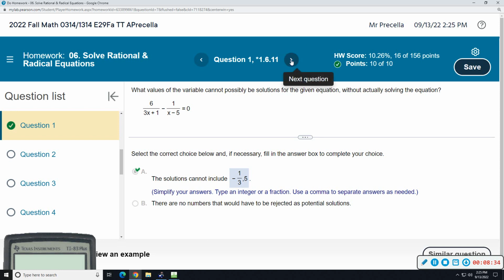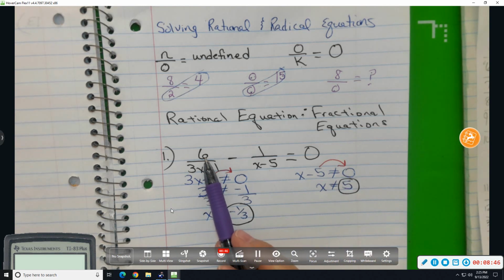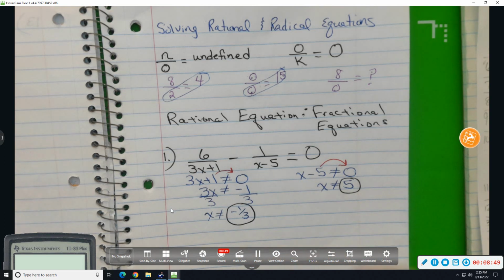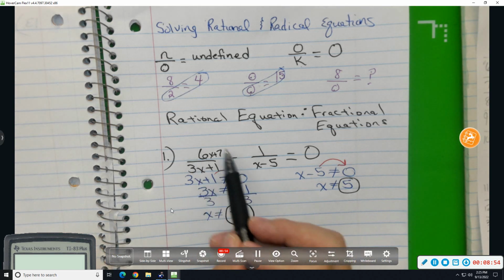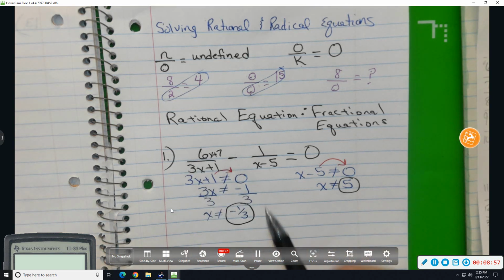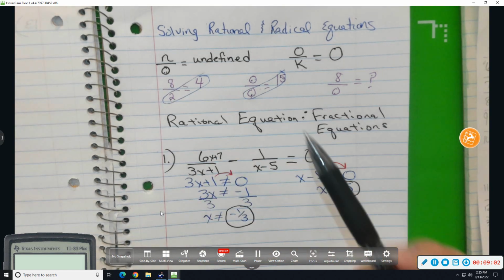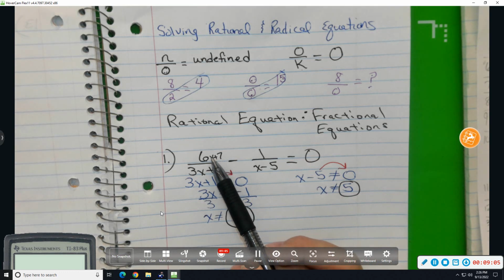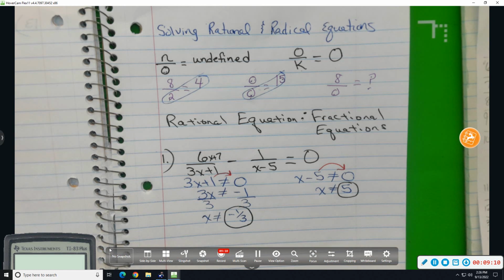There's something else I want to point out. Switch back to my paper here. Numerators can be anything. The things on top can be any sort of number. You'll notice all they have here is just a 6 and a 1. Even if it had been a 6x plus 7 up there, you still wouldn't worry about that numerator. The only thing that determines when a fraction is undefined is the denominator. It doesn't matter how messy the numerator is, a fraction is undefined when the denominator is 0. Any questions there?